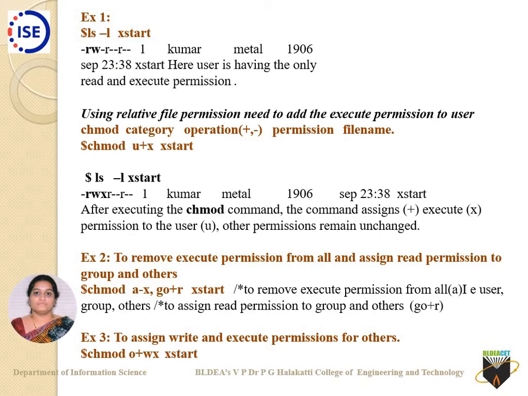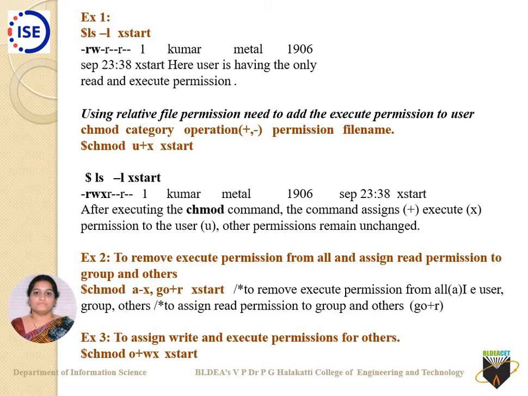Now if I want to add execute as a permission, what will I do in the relative way? You can just see the next line here. I have used chmod as a command, u, that is user, plus is the operation which I want to add, x is the permission, and then the file name, which is the file I want to change the permission of. To a file called exstat, I want to add a permission called execute to the owner, that is user.